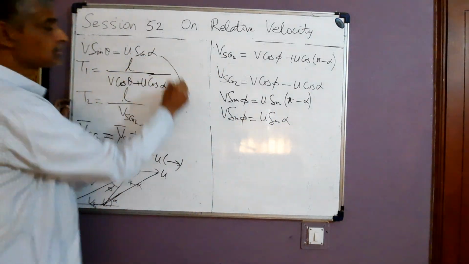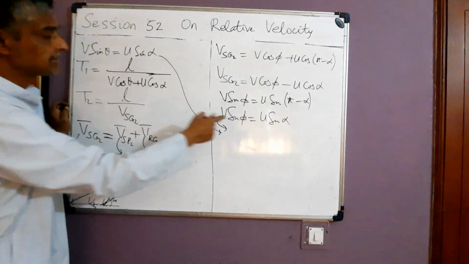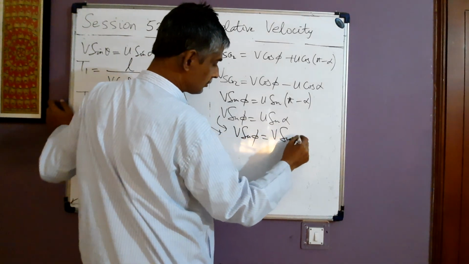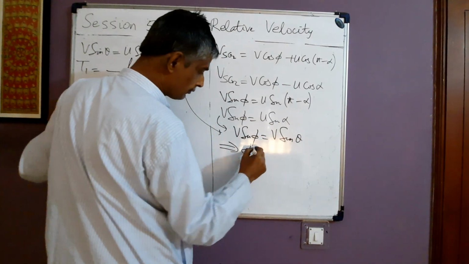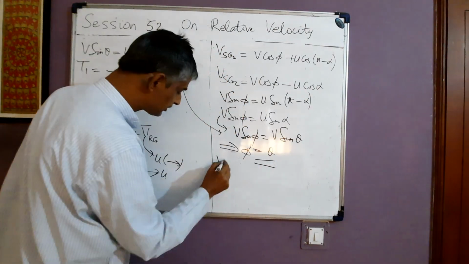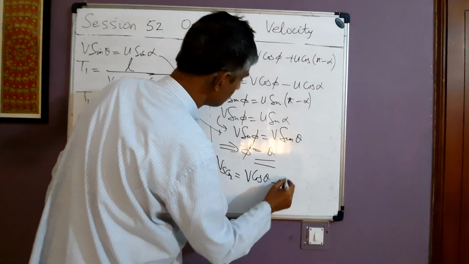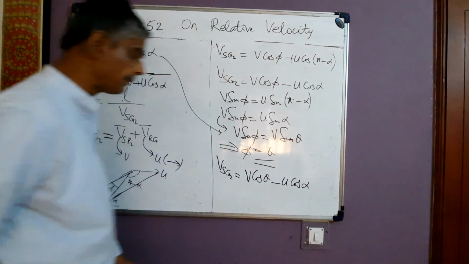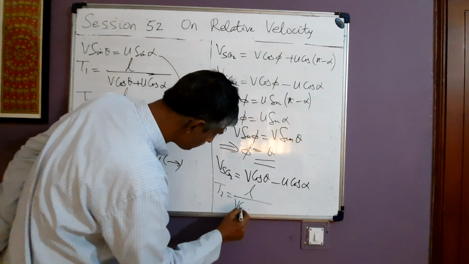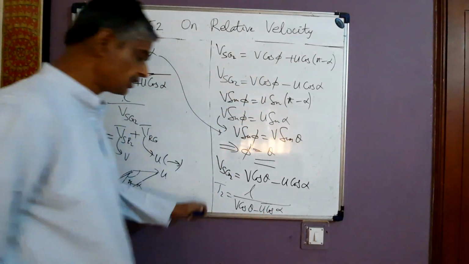From these two equations it is observed that theta and phi are the same. U sin alpha is V sin theta, and V sin phi. From this it implies that V sin phi is just equal to V sin theta, meaning phi is just equal to theta. So we substitute phi in this equation. Vsg2 becomes V cos theta minus U cos alpha. So T2 becomes L by Vsg2, that is L by (V cos theta minus U cos alpha).